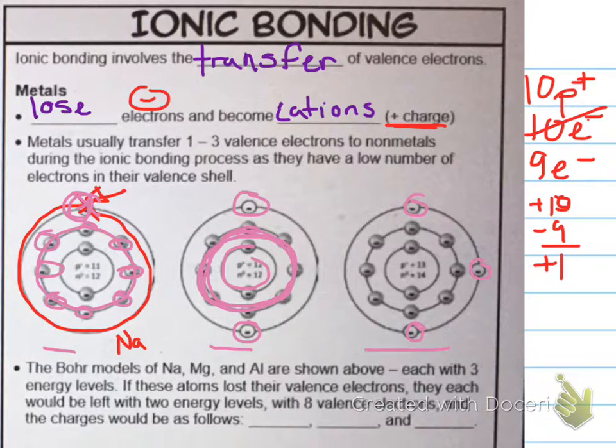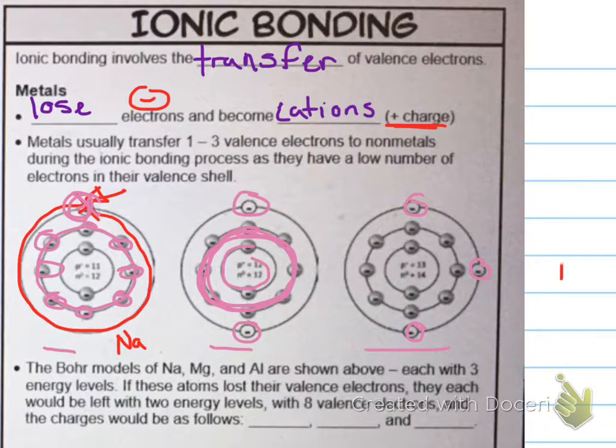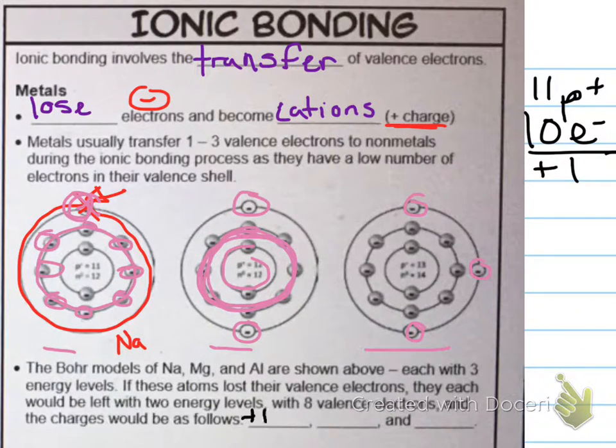So now we need to determine the charges. What would the charges be? Well, sodium has 11 protons, and now it has 1, 2, 3, 4, 5, 6, 7, 8, 9, 10 electrons. It lost 1 electron, so it has 10 electrons. So it has 11 positives and 10 negatives. So that means it has 1 more positive than negative. So it would be a positive 1 charge. So its charge is plus 1.